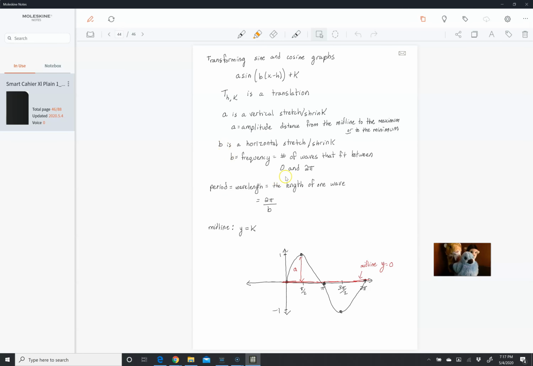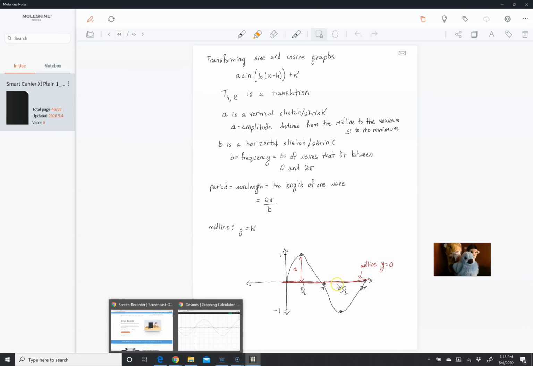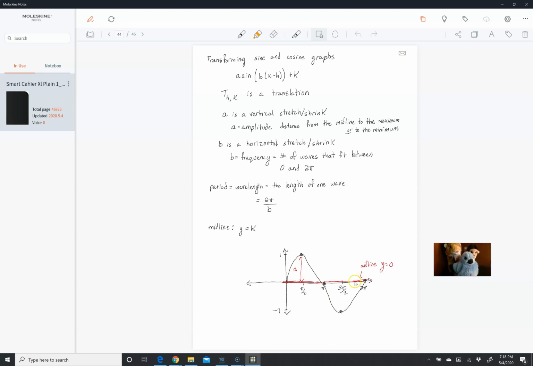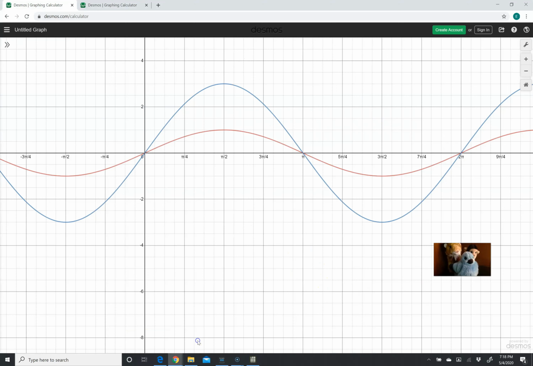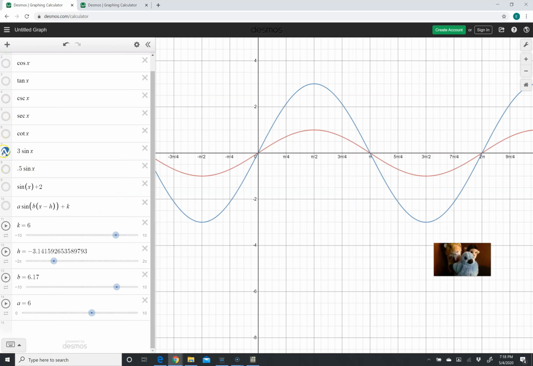Then we talked about the frequency, and we said that the frequency is b, and it's the number of waves that fit between 0 and 2 pi. So right now in sine of x, there's one complete wave, meaning a full minimum and a full maximum between 0 and 2 pi. So here's your full minimum, and here's your full maximum. Okay, if we look at the nicer graph, let's take this one out, this 3 sine of x.